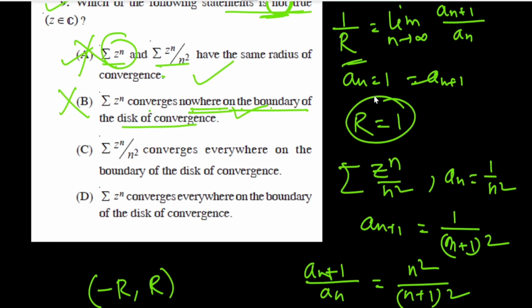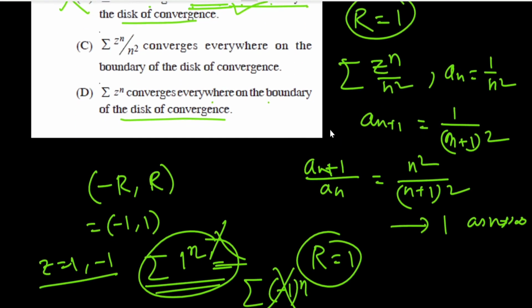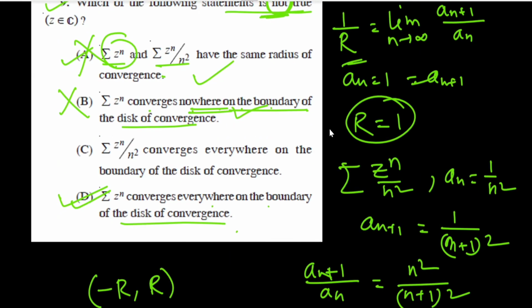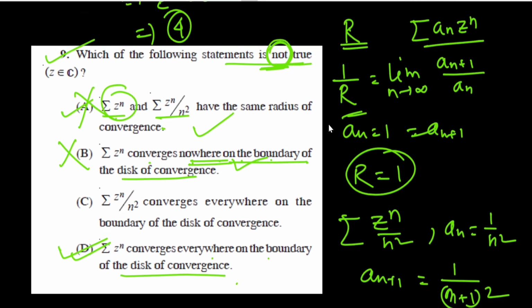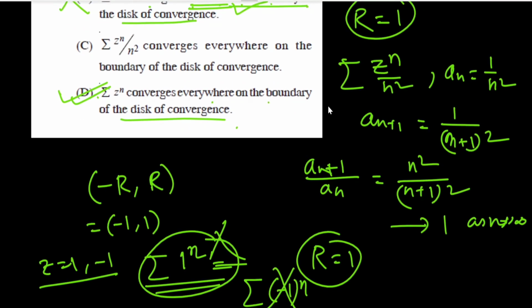Now option D says that it converges everywhere on the boundary of its disk of convergence. We checked that the series z to the power n is not convergent at the boundary of the disk of convergence, therefore this is a wrong statement, so it is the correct option. This is not true and we have to find the not true option, so this is the correct option. Also you can check the other, but I think we don't need to check it.